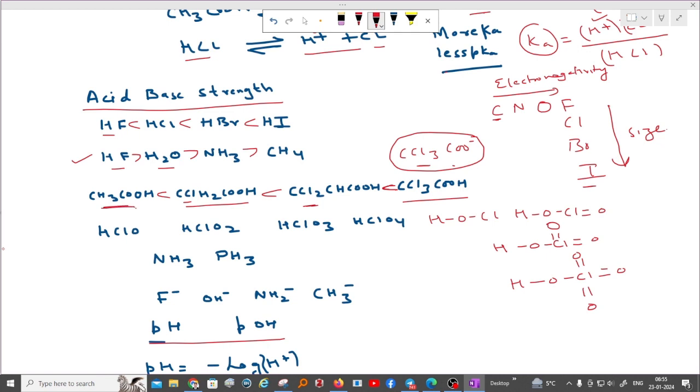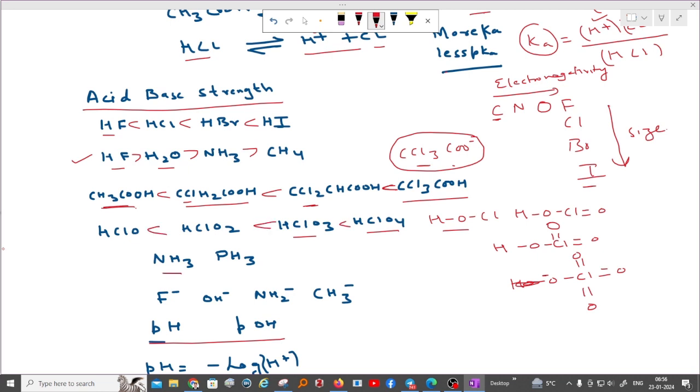Now if we compare HClO, HClO2, HClO3, HClO4, in this case the structure can be drawn like this. Here H-O-Cl, then double bond O, double bond O. If this gives the H plus ion, we will have the negative ion here, and because of resonance there will be delocalization of this negative charge, and then this will be the most stable one. Since this is the most stable one, this will be the more acidic one. So this is more acidic.